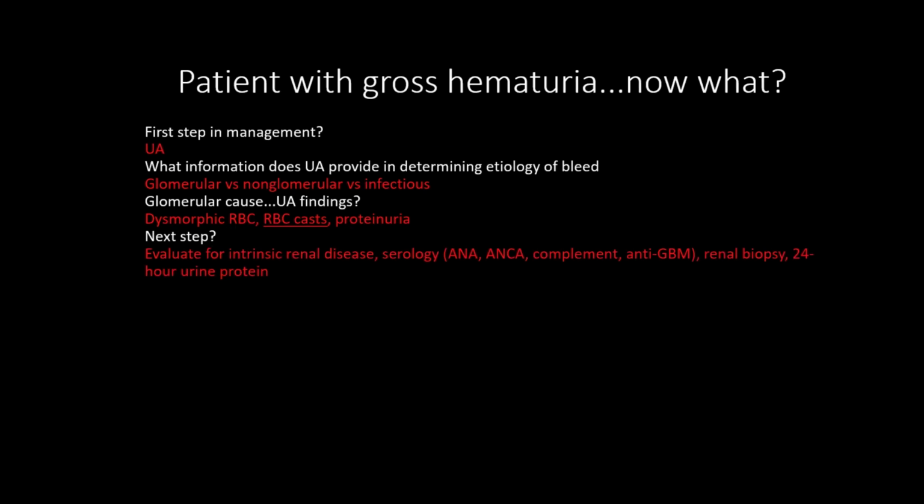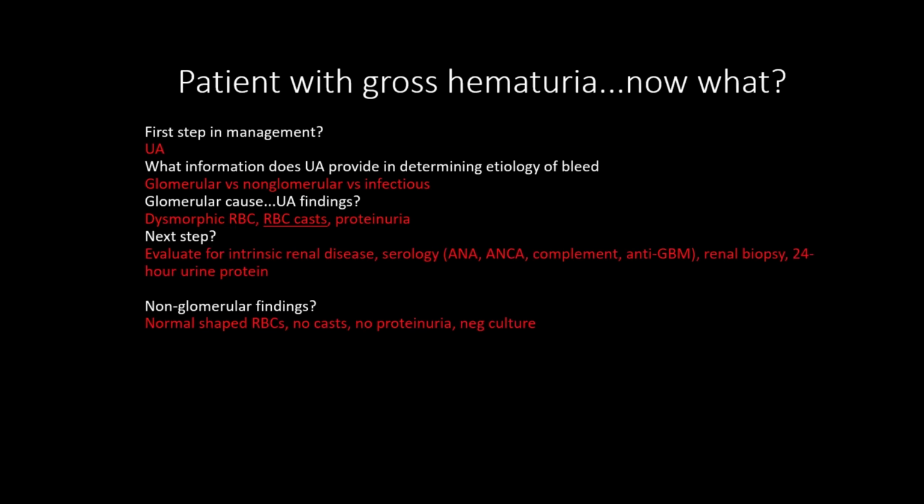But then, getting some serology and then renal biopsy. So it does localize it to more intrinsic disease, so you start that workup accordingly. We already mentioned this. If it's non-glomerular, you'll have the normal shaped RBCs, no cast, no proteinuria, a negative culture. You'll be dealing more with some kind of mechanical bleeding.